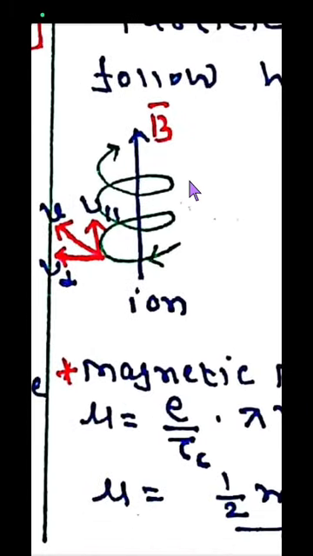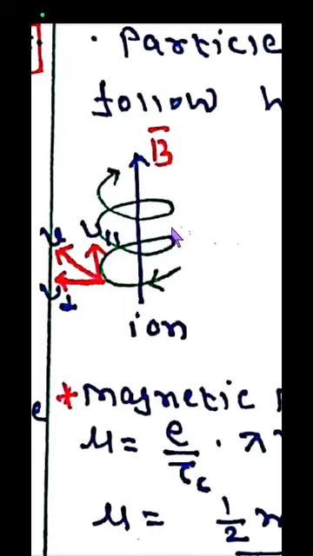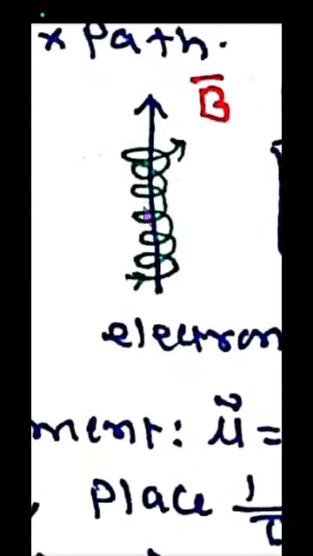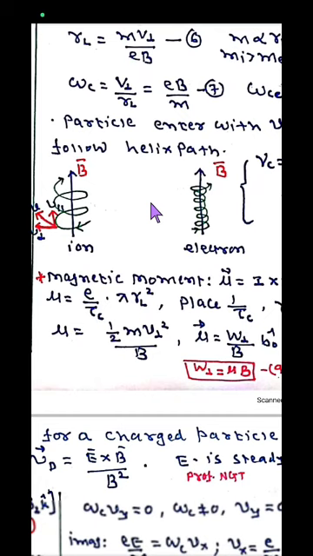So you can see the radius of gyration R_LI is greater than R_LE. This is the electron. Look, the electron's spiral, I have drawn its radius smaller. Look, the radius is very small. R_LE is smaller than R_LI. You can see here. This is the ion's rotation, this is the electron's rotation. But you can see this one is anticlockwise and this one is clockwise, because the charge of the electron is opposite to that of the ion.